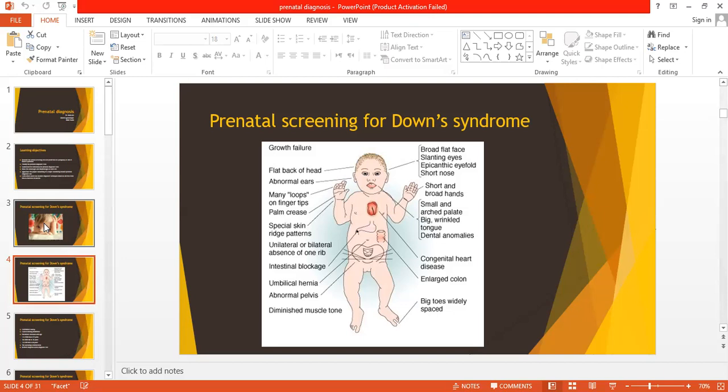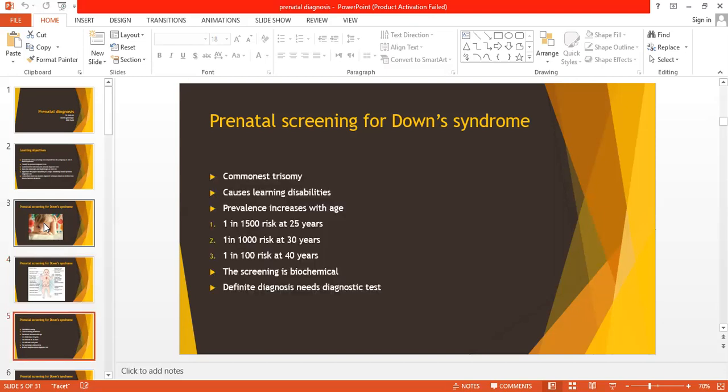They have a typical facies with broad, flat face, slanting eyes, epicanthic eye fold, and a short nose. Small and arched palate, big wrinkled tongue, and dental anomalies. These children also have congenital heart diseases, and they also have shorter lifespans. Enlarged colon and big toes are widely spaced. So Down syndrome is the commonest trisomy. The other common trisomies are trisomy 18, the Edwards syndrome, and trisomy 13, the Patau syndrome.